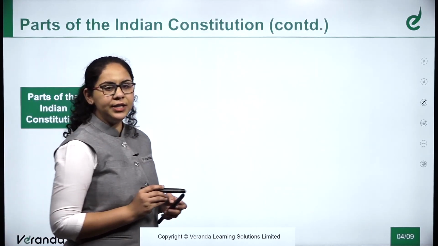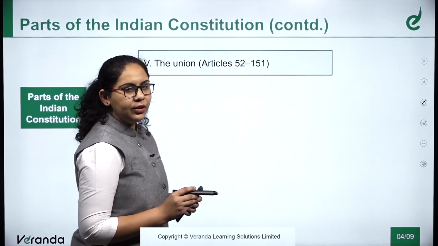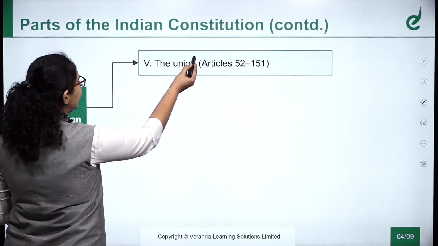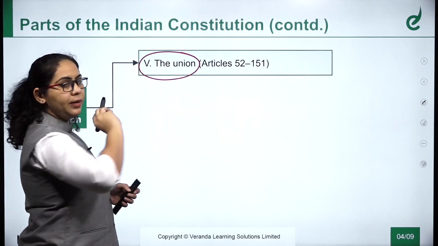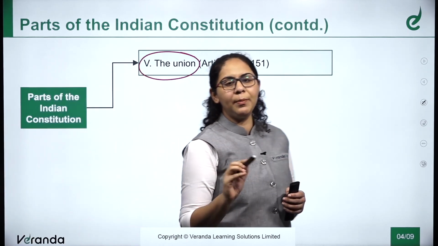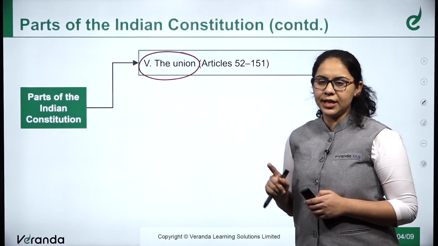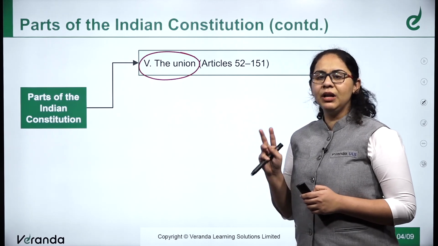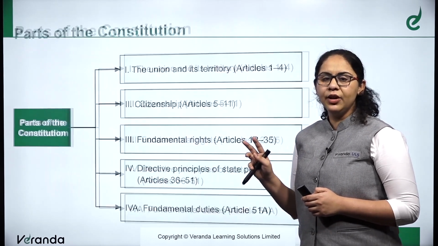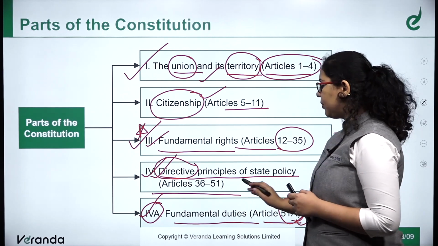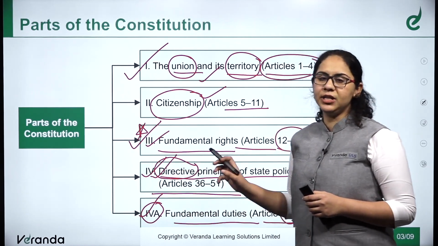Next we will move ahead. Next is Part 5, the Union. Then comes the arrangement of the government. Remember these things, these are very easy to remember. One is union and its territory, second is citizenship, third is fundamental rights, fourth is directive principles of state policy, and fourth A is fundamental duties.